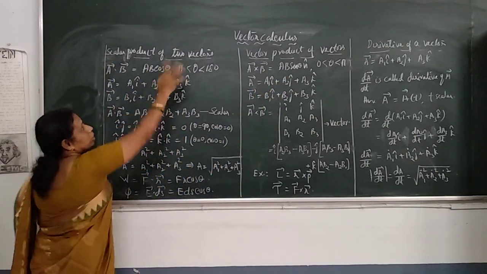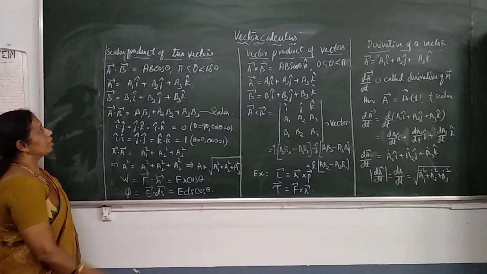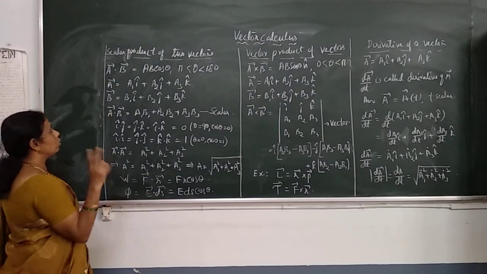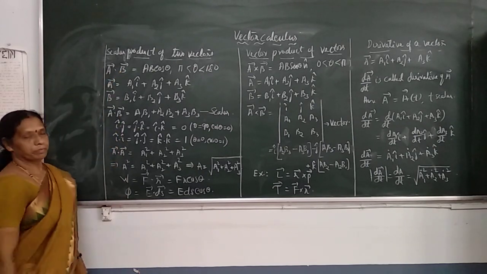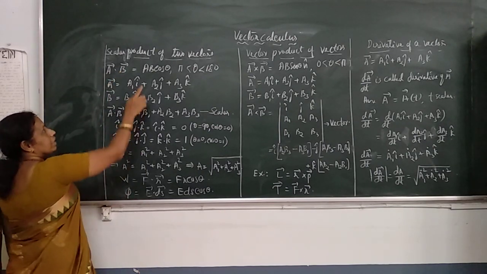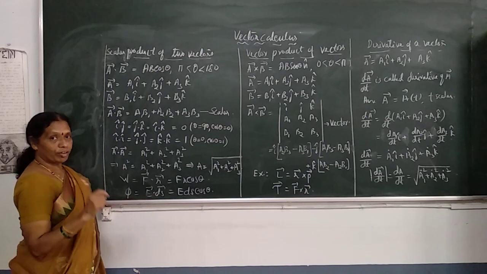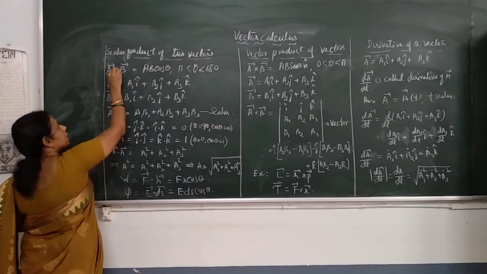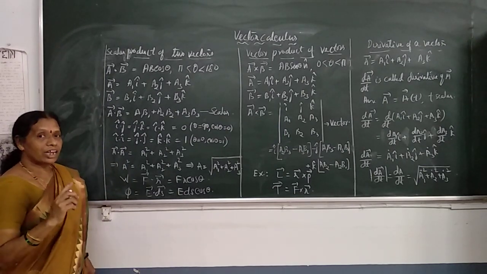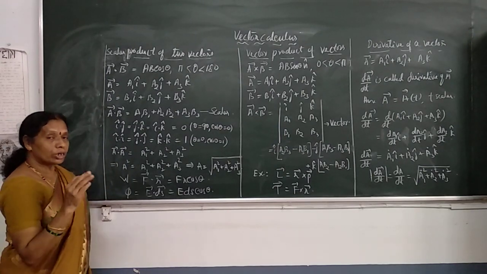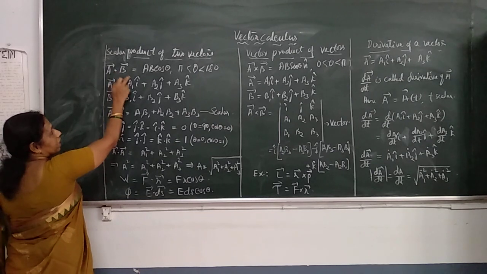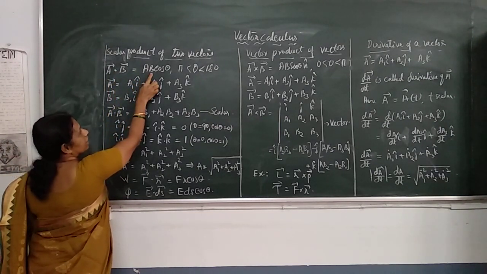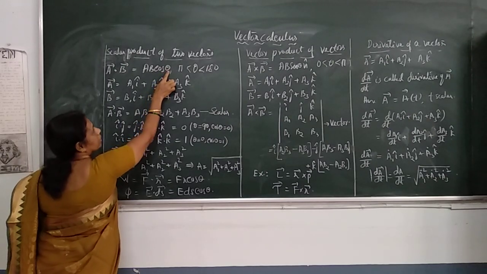What is the scalar product of two vectors? We have two vectors, A vector and B vector. Their scalar product is defined as A vector dot B vector. We put a dot between them, which indicates the scalar product of the two vectors, also called the dot product. It is defined as the product of the magnitudes of the two vectors and the cosine of the angle between the two.